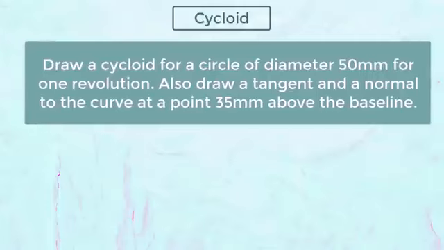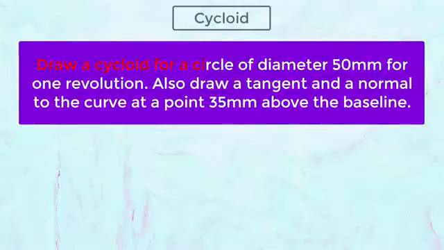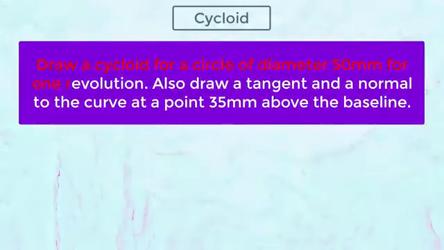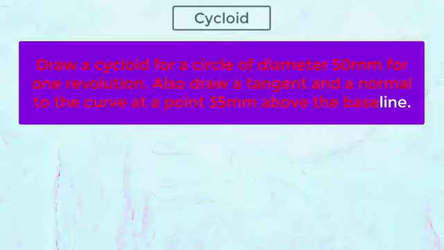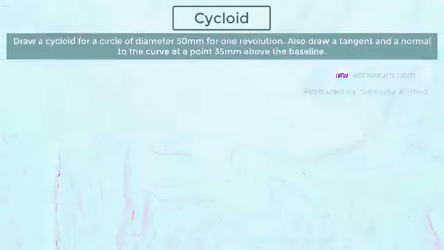Today in this video, we will see how to draw a cycloid for a given circle. These are the instructions. Draw a cycloid for a circle of diameter 50 mm for 1 revolution. Also, draw a tangent and a normal to the curve at a point 35 mm above the baseline. First, we will draw the cycloid, then we will draw the tangent and a normal to the curve at a point 35 mm above the baseline.